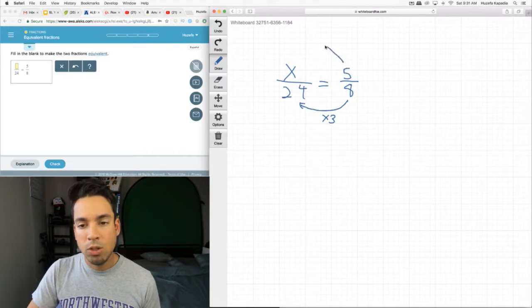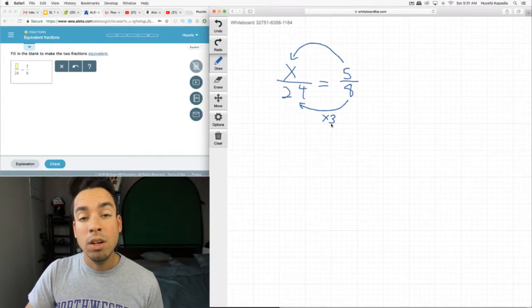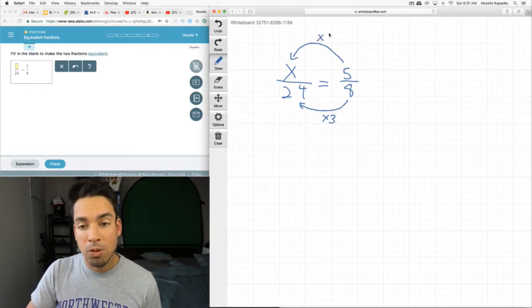Well, if we're multiplying the bottom by a certain number to get here, we have to multiply the top by that same number, because if these are equivalent, it has to be the same path for both top and bottom. Therefore, to multiply that 5 by 3, it would take us to 15.